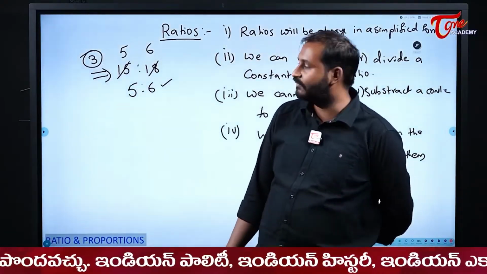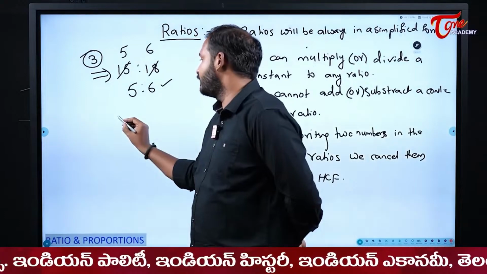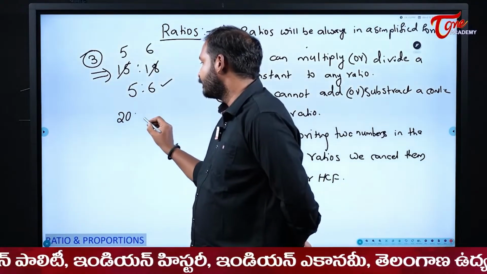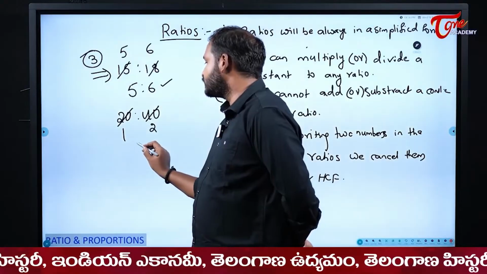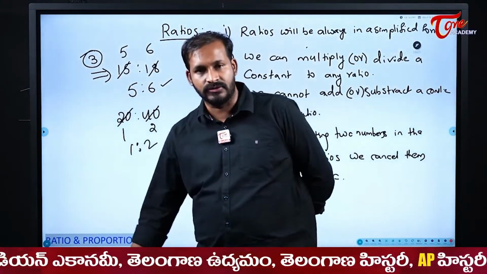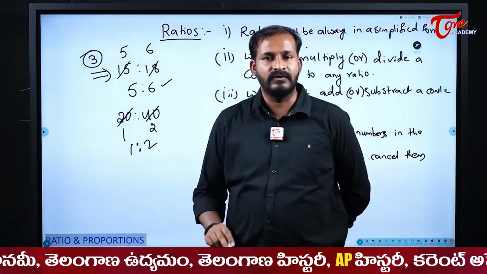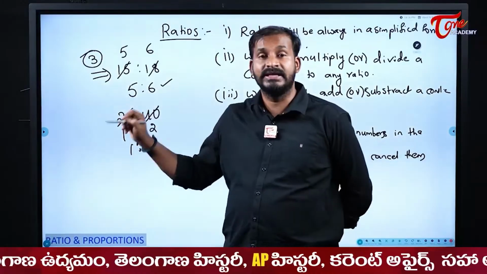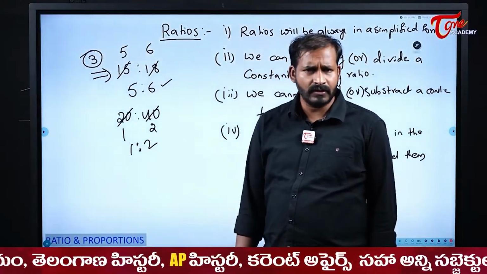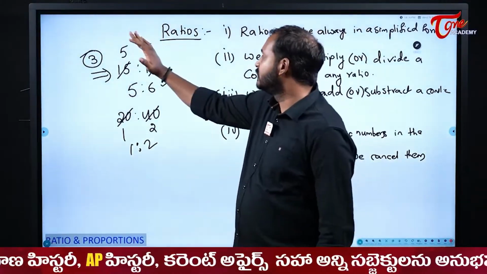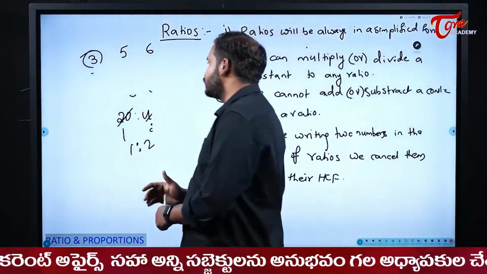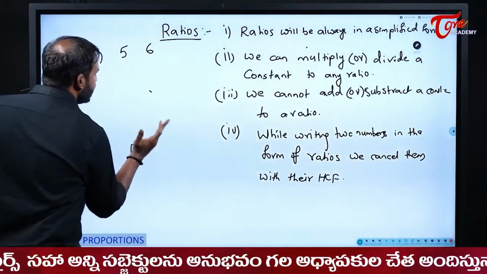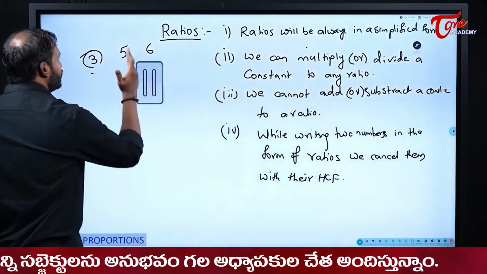3 is the HCF of 15 and 18. For example, if there are two numbers like 20 and 40, and I want to cancel 2 ones are 2, 2 twos are 4, so I can write this value finally as 1:2. Now please observe, what is 20 for 20 and 40? 20 is nothing but the HCF of 20 and 40. So while writing two numbers in the form of ratios, we always cancel them with their HCF. That is the concept we have here.